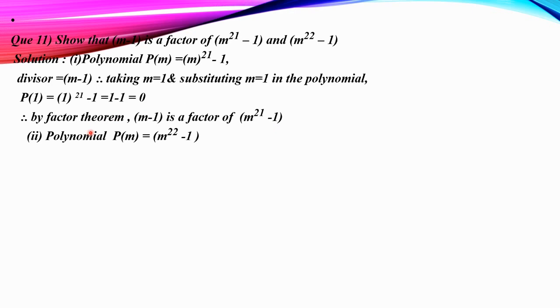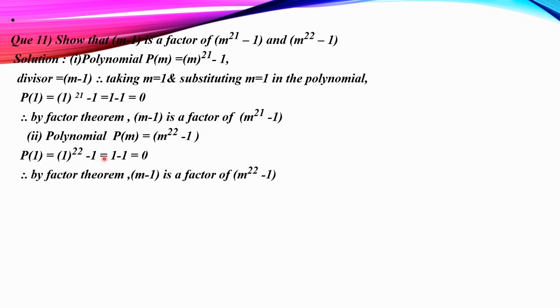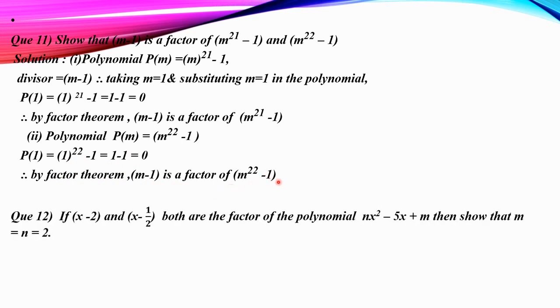Now we will take the second polynomial, that is m raised to power 22 minus 1. So substituting m is equal to plus 1 in the polynomial, we get P(1) is equal to 1 raised to power 22 minus 1, and that is equal to 1 minus 1, which is equal to 0. Therefore, again by factor theorem, we can say that m minus 1 is also the factor of m raised to power 22 minus 1. Now we will do question number 12.